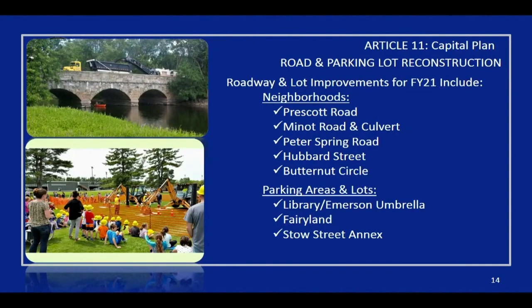The next is for Concord Public Works, who seeks $1.73 million for the roads program that continues to address the need to bring up the average pavement condition index of the town's 107-mile street network. The roads to be rehabilitated with the 1.73 will be combined with $670,000 of Chapter 90 state funds. And the roads to repair will include Peter Spring Road and Prescott Road neighborhoods, the Butternut Circle and Minot Road neighborhood, and Hubbard Street. The program will coordinate with water and other utilities to address their needs as well.